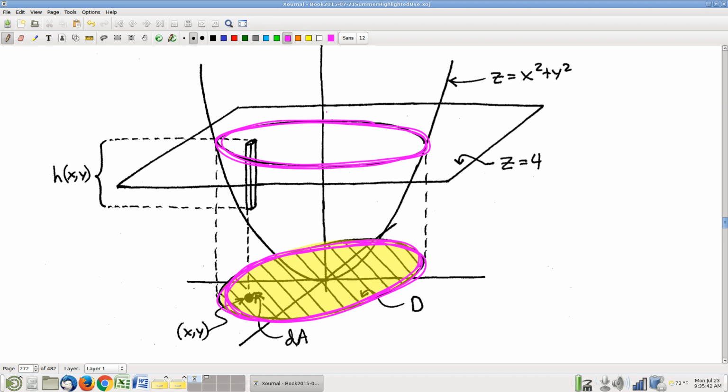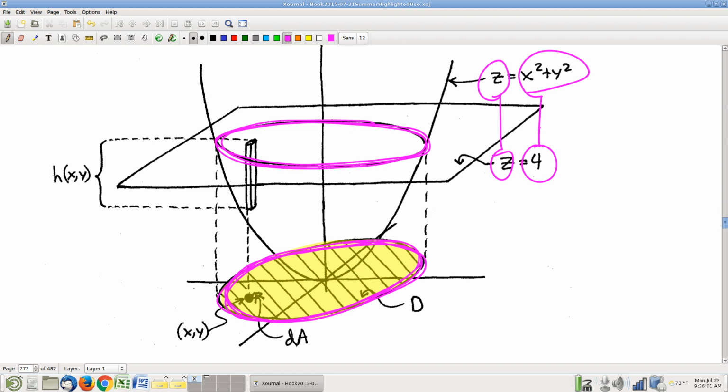Those are the points where the z-coordinate from the first surface and the z-coordinate from the second surface are the same, so I need these to equal each other. Right, so this is a circle of radius 2. Everybody see how that comes from the picture?